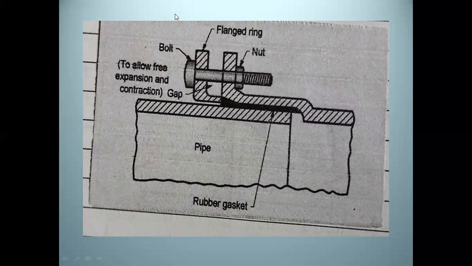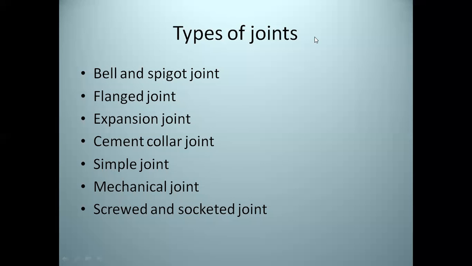Now let us just revise this. In previous lectures we discussed what pipes are, the types of pipes, and the advantages and disadvantages of all types of pipes. Then in today's lecture we started the types of joints. What is a joint? A joint is the connection between two pipes which ensures strength in the pipe, and the joint fixes two pipes to each other.